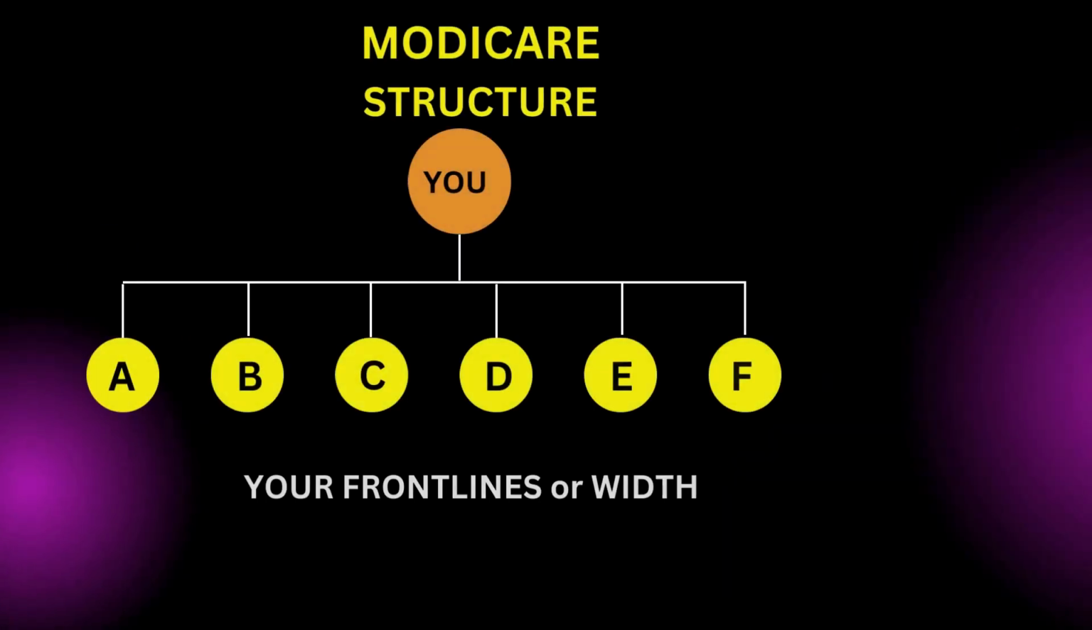Now let's understand the structure. We, the Modicarians, know that to build a business we need customers. So we bring in customers by sponsoring them, and let us say you have sponsored 6 people, A, B, C, D, E, F. These A, B, C, D, E, F are known as your front line or your width.